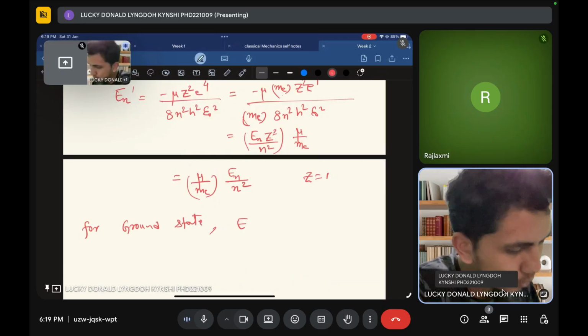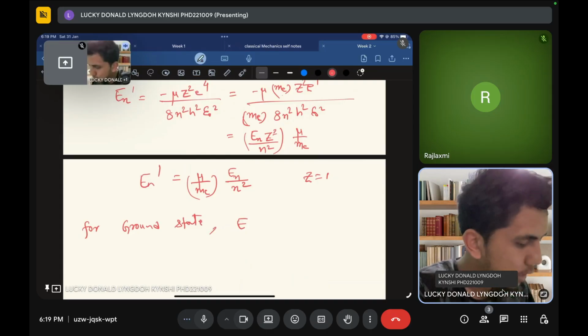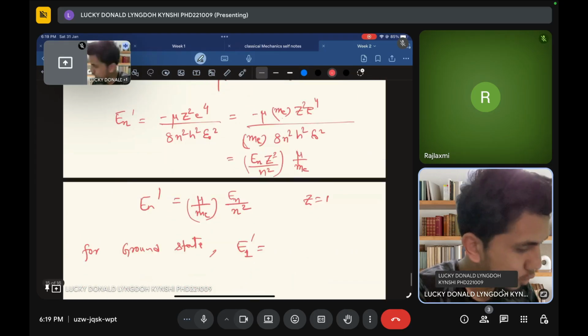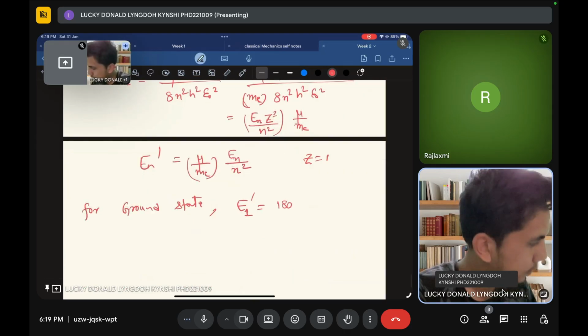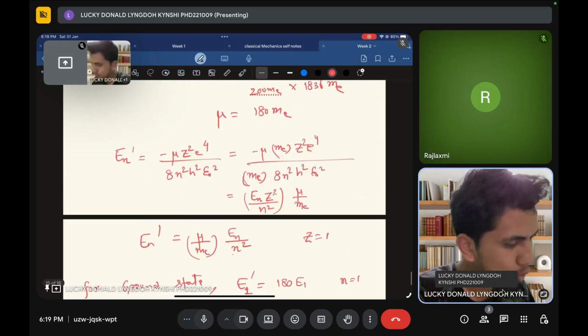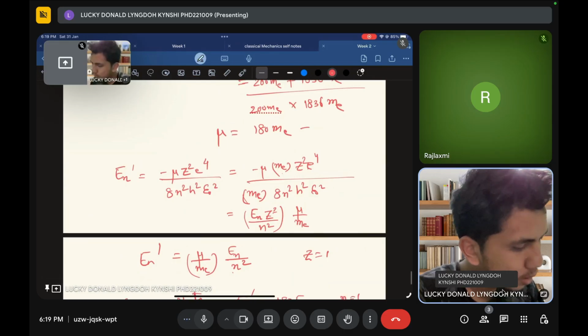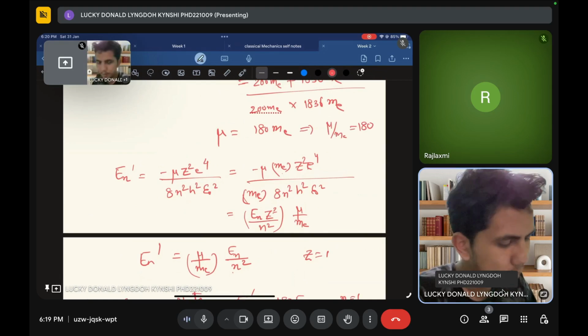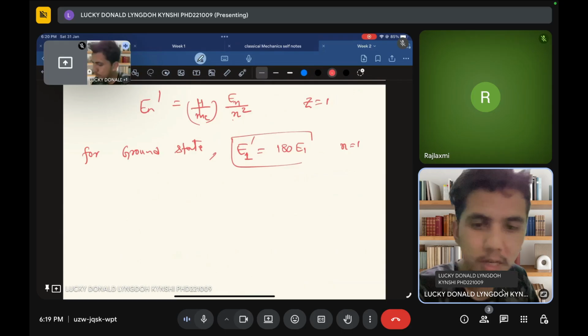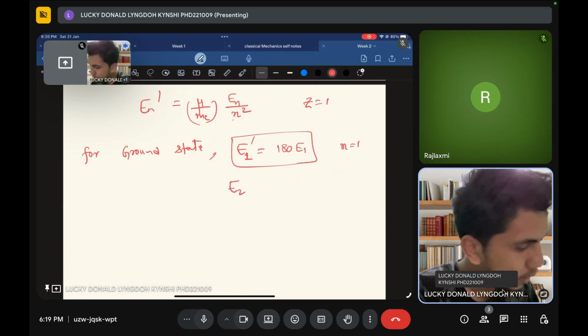I can name it En prime so that you can understand. En prime, that is E1 prime, equal to mu by me. You have already calculated with 180 times the mass of the electron, so you get 180. This will be equal to E1 because your n is also equal to 1. So mu by me equal to 180, right? So E1 prime is equal to 180 E1 and E2 prime is equal to 45 E2.